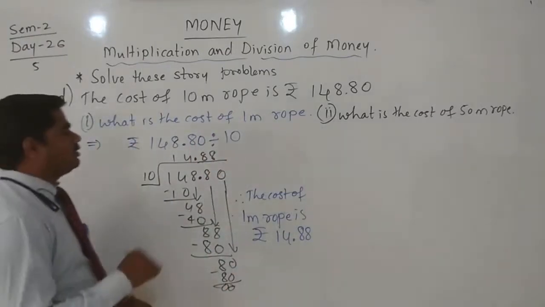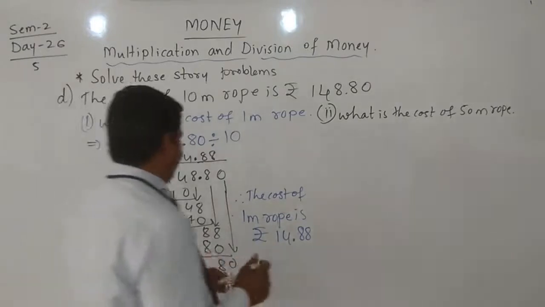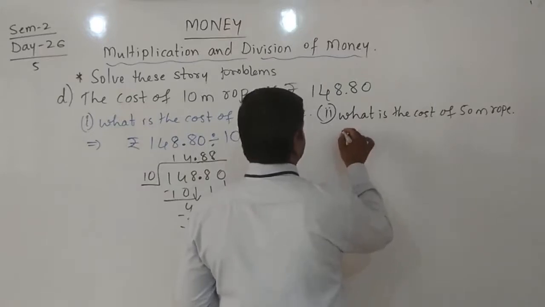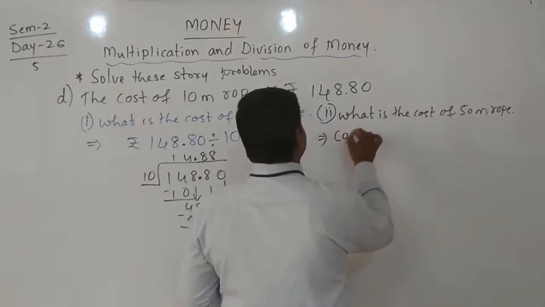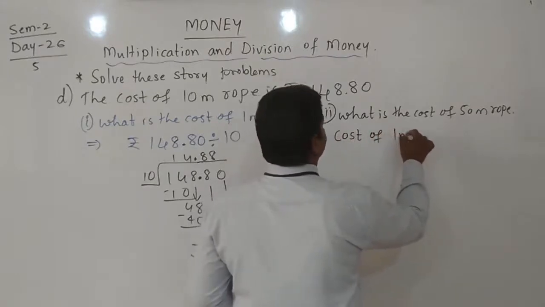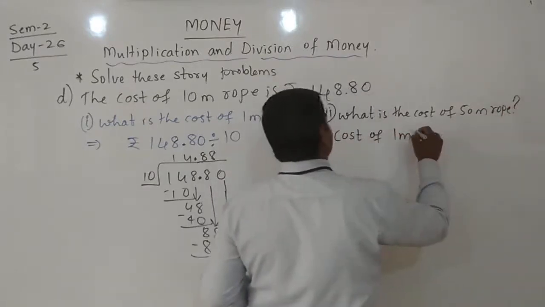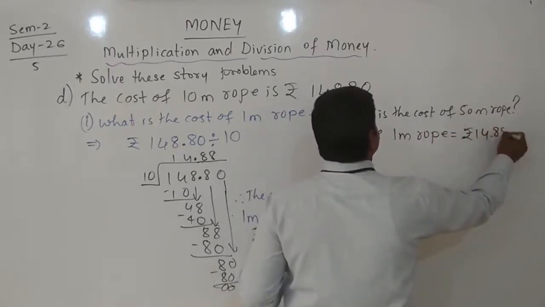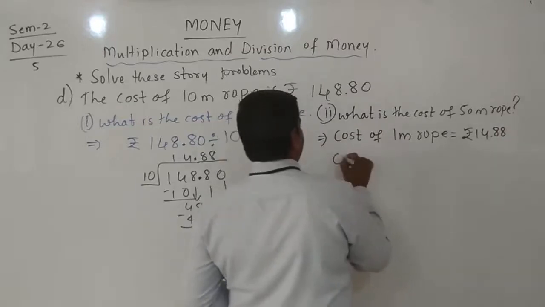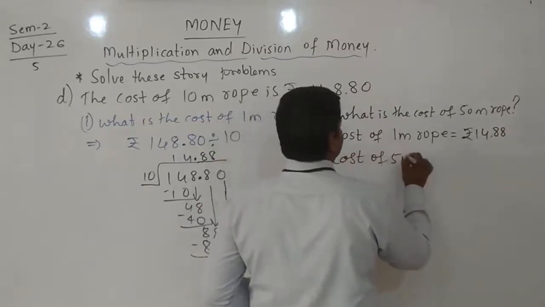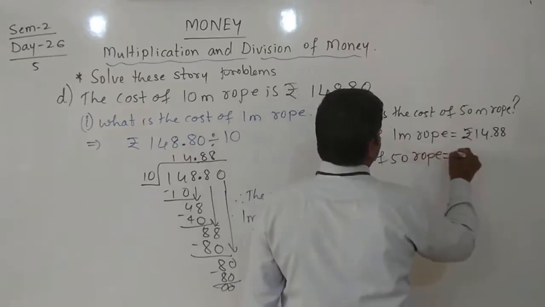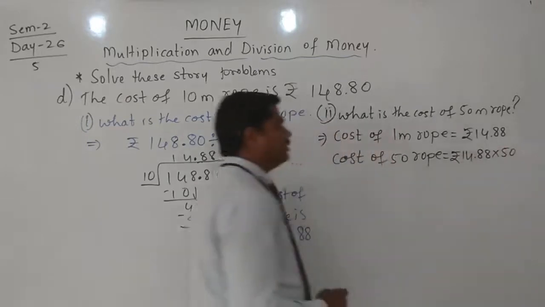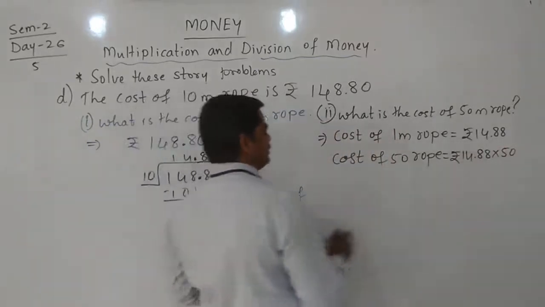Yes. Then the cost of 1 meter rope is equal to rupees 14.88. For the cost of 50 meter rope, we should multiply rupees 14.88 into 50.